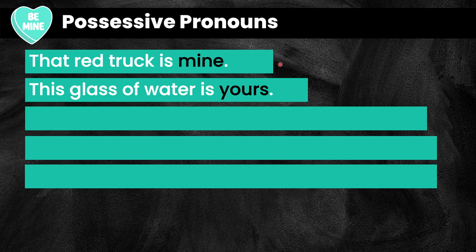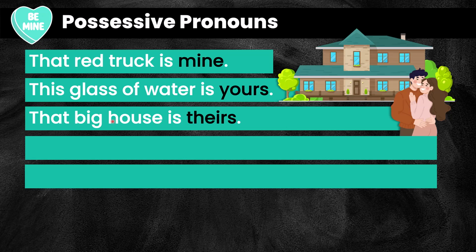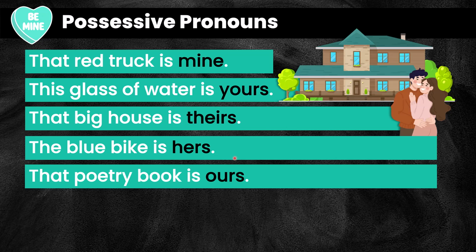Of course, with both of these sentences, you could change it and say, that is my red truck, or this is your glass of water. However, you could also write it this way, using the possessive pronoun at the end. That big house is theirs. The blue bike is hers. That poetry book is ours. So once again, we do not have a noun that follows any of these possessive pronouns.